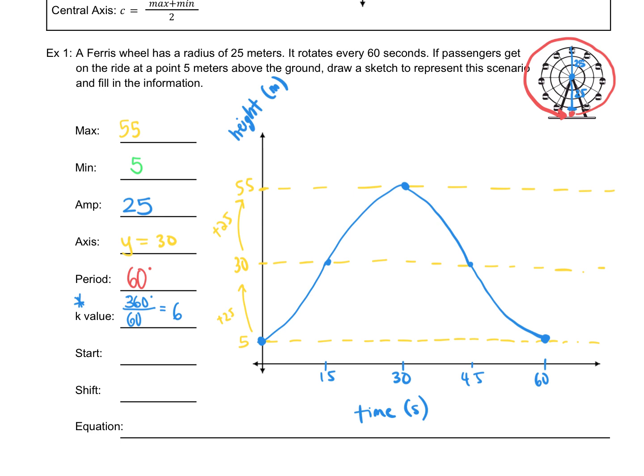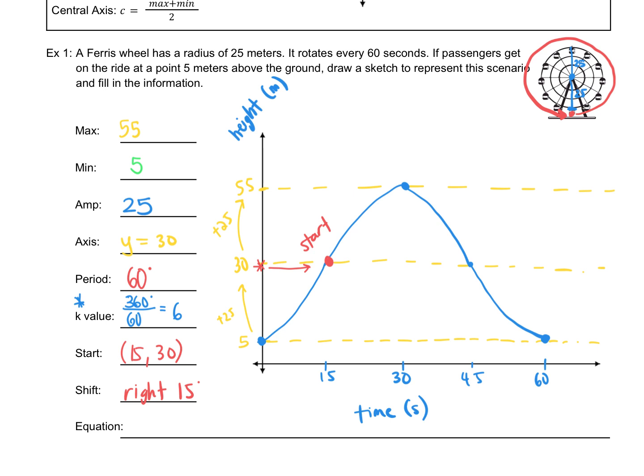When I say start, I mean the starting point of a sine function, not at what value did we start. Sine function starts at the midline. So that's going to be my start at 15, 30, which means this midline used to be on the y-axis, but we had to shift to the right 15 degrees. With this information, we should be able to create a nice equation.